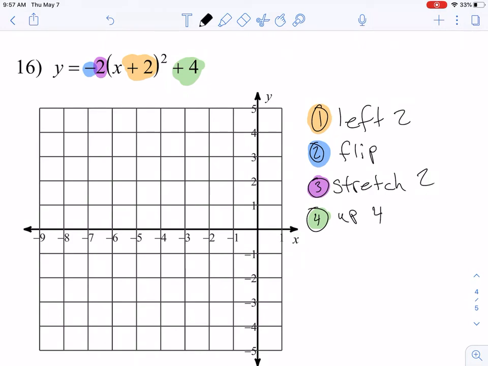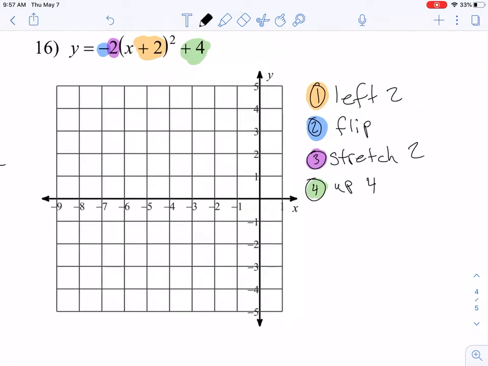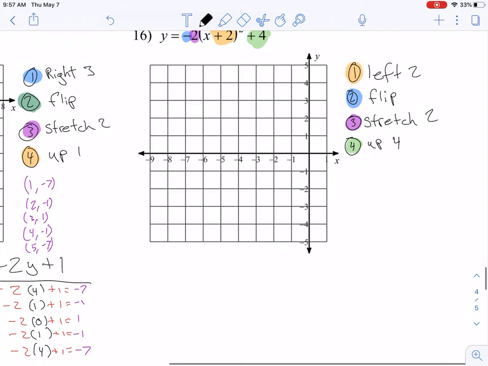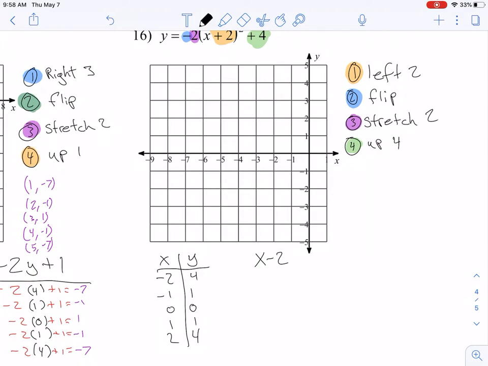And that's happening to our y value as well. So down below, just because there's a little bit more space to work down here, I'm going to have my parent table, and then I'm going to have my transform table. So step 1 is happening to x. It's moving left 2, which would be a minus 2. All of my other steps are happening to y. So I'm going to have a flip and a stretch, multiplying with y, and then we're moving that up 4.